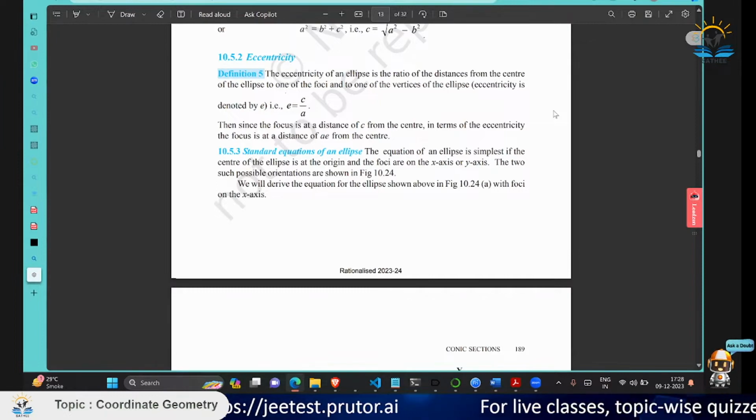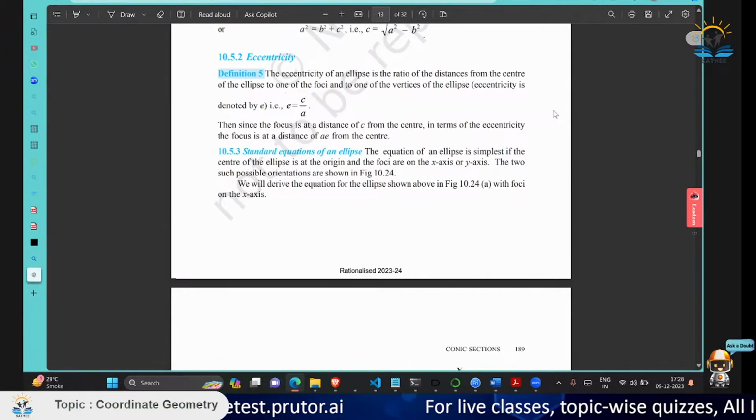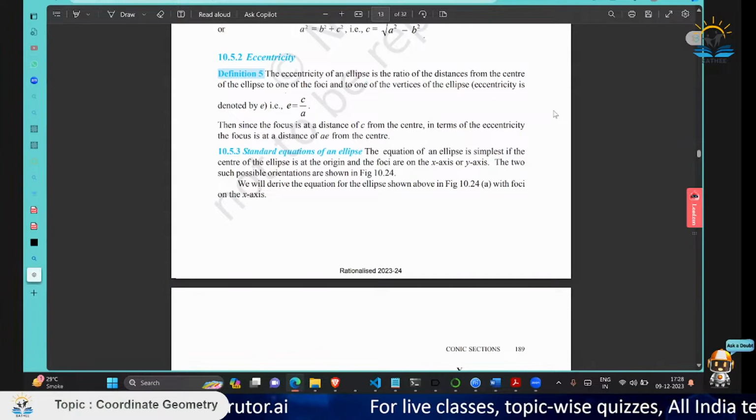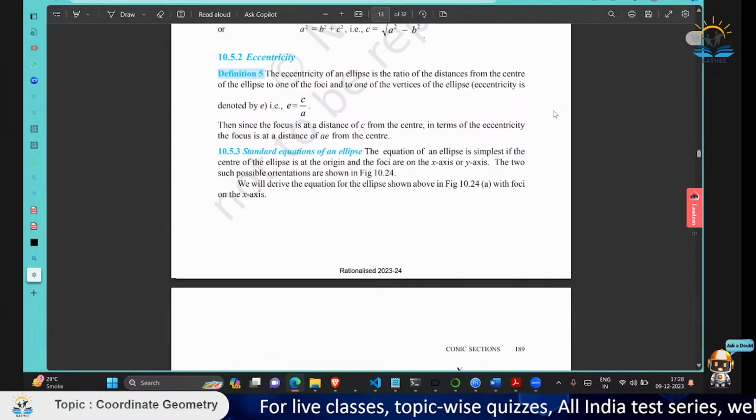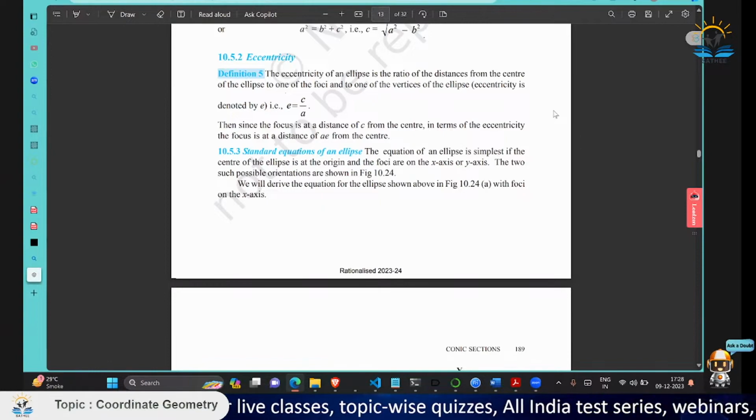The eccentricity of an ellipse is the ratio of the distances from the center of the ellipse to one of the foci and to one of the vertices of the ellipse. That is c by a.